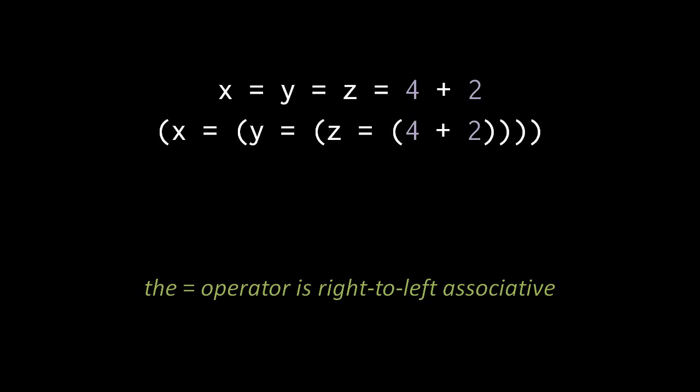If the assignment operator were instead left to right associative, this wouldn't work because what you would have then is first the leftmost assignment of x equals y, and then you would have assignment of the value of z being assigned to the expression x equals y. But the expression x equals y, that's not a valid kind of thing you can assign to. It's not a target. It's not an L value, so it's not legal code.